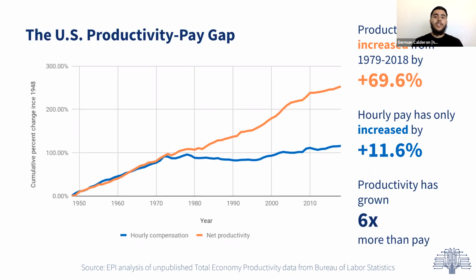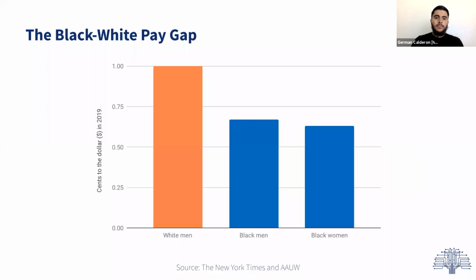And while all workers have lost out because of this, Black, Indigenous, and people of color are the most impacted. While there's a gap between worker pay and productivity, like we just talked about, there's also a gap between race. White men are earning more cents to the dollar, that's that orange bar on the left side of your screen, in comparison to Black men and women, the two blue bars on the right side of your screen.